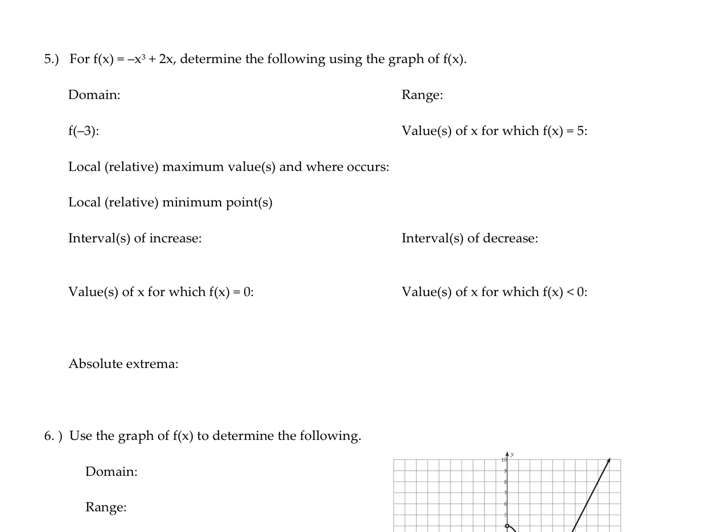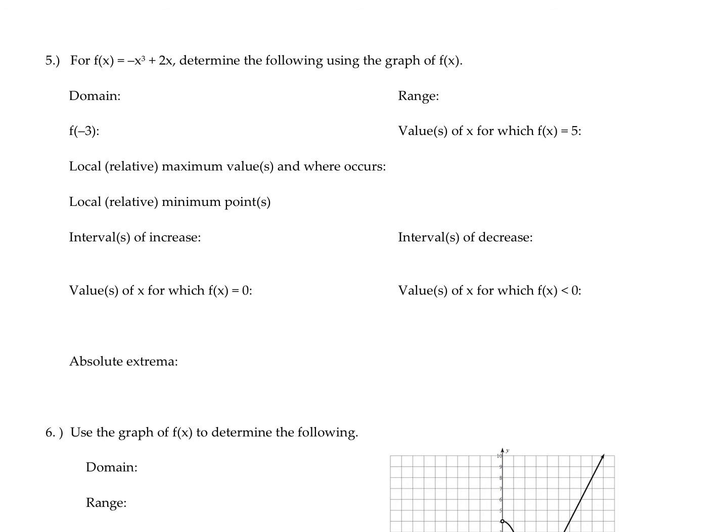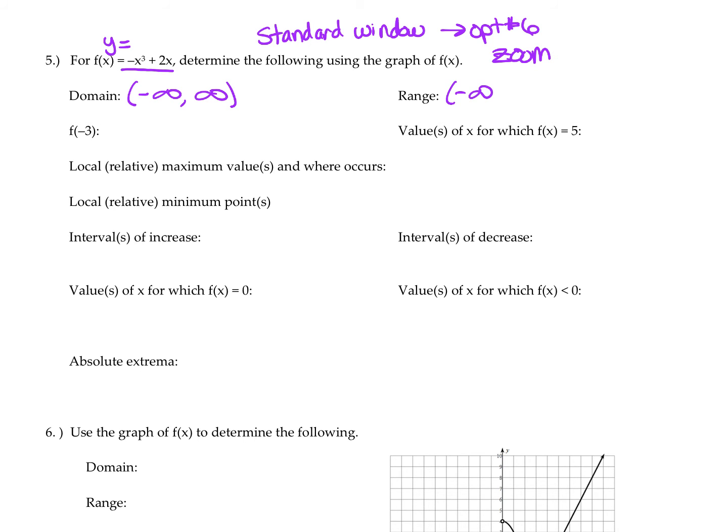For the second half of these notes, we're going to be using the graphing calculator. So if you need help finding these features, I'll do my best to explain. First, we are going to enter this equation into our y equals on our calculator, and we want to use a standard window, which you can find as option number 6 under our zoom button in the top. When you look at the graph, you can see that the domain is going to go from negative infinity to positive infinity, as well as the range.